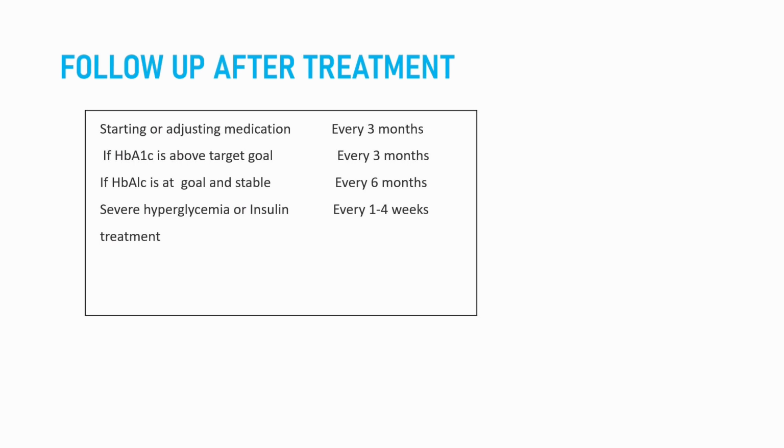Next is thiazolidinediones. We should avoid them in patients with heart failure, because this medication itself can cause heart failure, and avoid in patients with osteoporosis, bladder cancer, and liver disease. And then regarding GLP-1 receptor agonist, we should avoid in patients with medullary thyroid cancer.